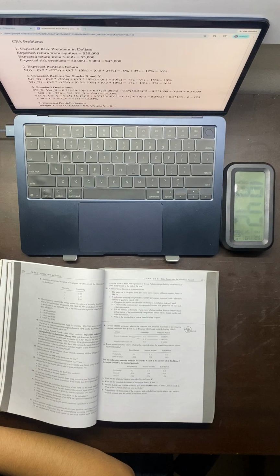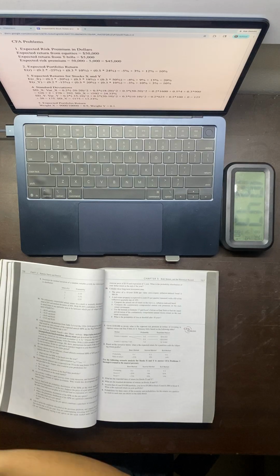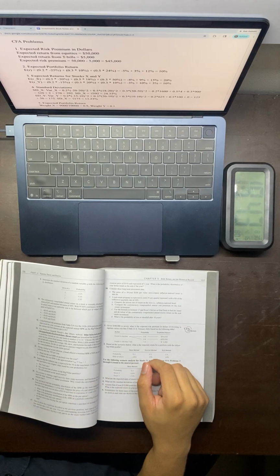Expected portfolio return for the second question: 10%, by adding the products of these three. You have minus 5% plus 3% plus 5%, which equals 10%.